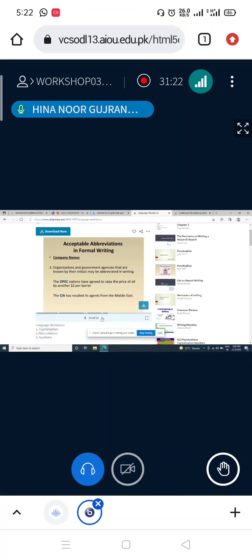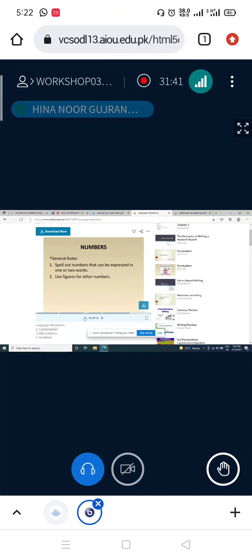It is very complicated, so I'm just going to make it easier for you, the one which is related to the part of your syllabus. Now, general rules for the numbers. Spell out numbers that can be expressed in one or two words, or use figures for other numbers. Certain numbers should always be spelled out.